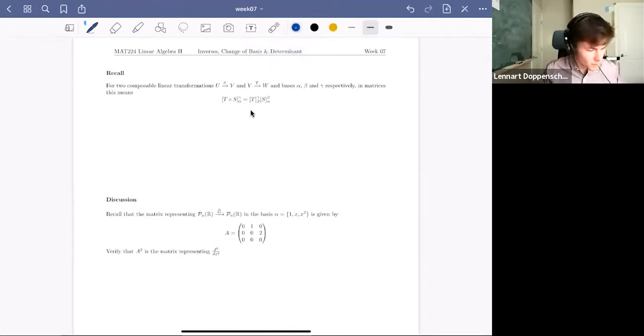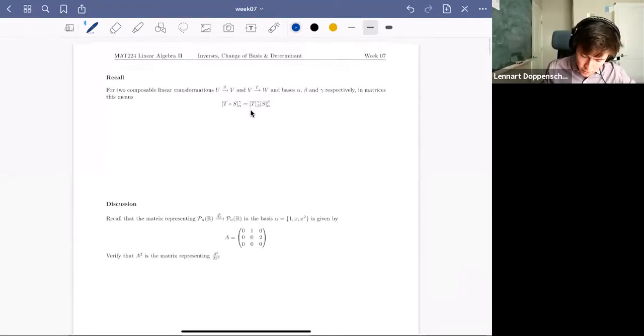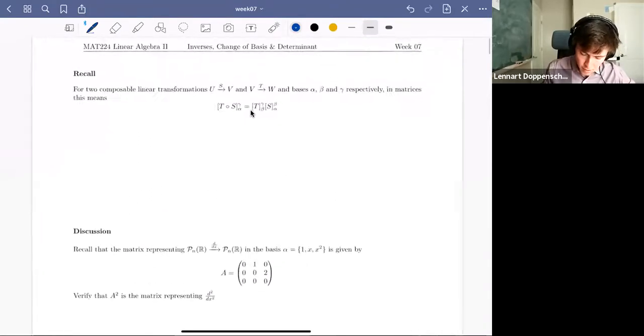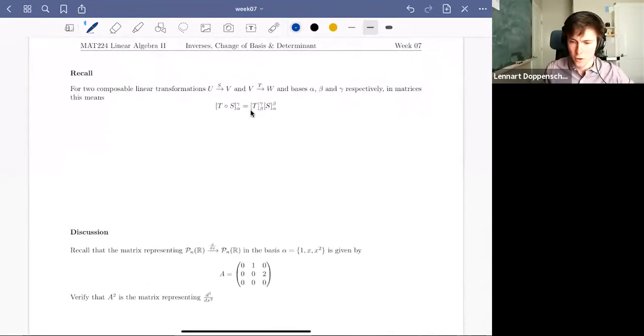Okay, so first of all, let me remind you what we ended up with. If we have two transformations and the domain of the second transformation is the codomain of the first one, this means it makes sense that whatever the first transformation spits out in V can then be plugged into T, so that we can apply T to the result of S of U. Then we say that these are composable. It makes sense to talk about the composition.